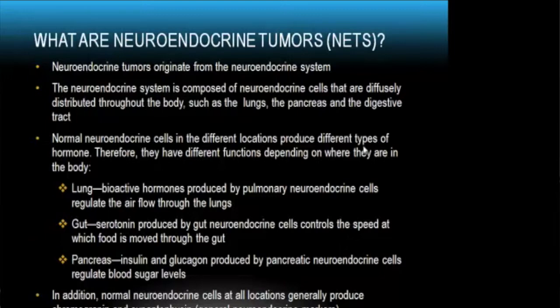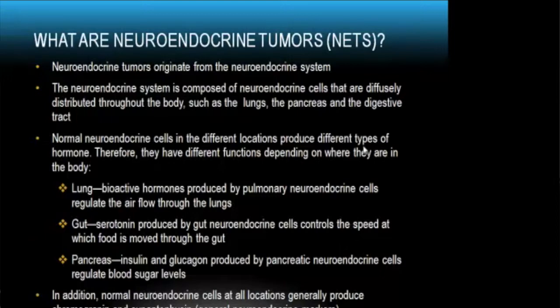So I have a few examples here. For example, in the lung, the neuroendocrine cells can produce bioactive hormones, and these hormones regulate the airflow through the lungs. And some neuroendocrine cells in the gut can produce serotonin, and the serotonin can control the speed at which food is moved through the gut. And neuroendocrine cells in the pancreas produce insulin and glucagon. And the insulin and glucagon are involved in the regulation of blood sugar level.